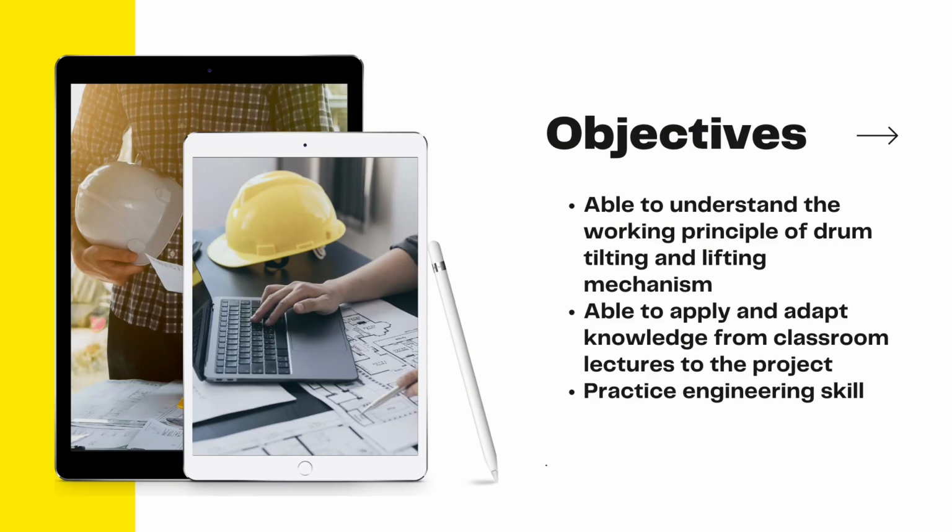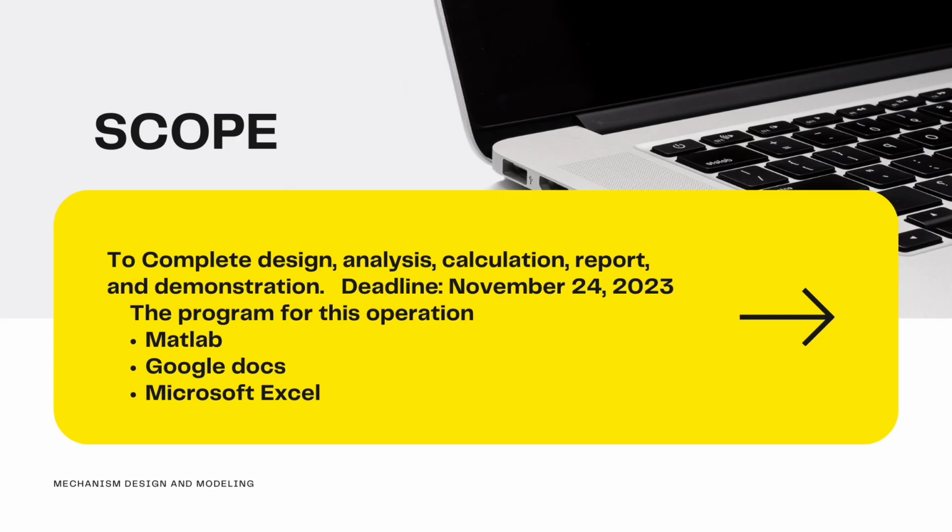Objective: to understand the working principle of the drum tilting and lifting mechanism, and to apply and adapt knowledge from classroom lectures to the project and practice engineering skills. Scope: to complete design, analysis, calculation, report, and demonstration. The programs for this operation are MATLAB, Google Docs, and Microsoft Excel.